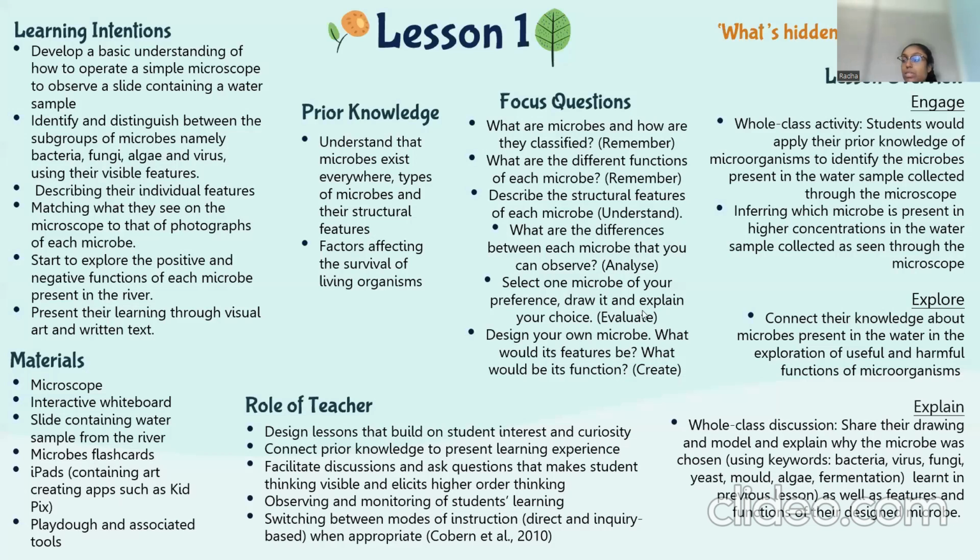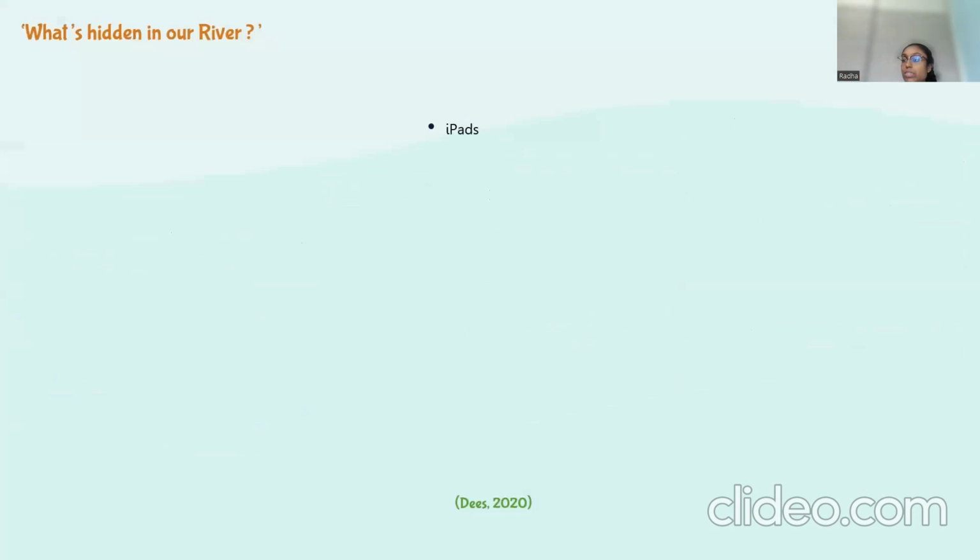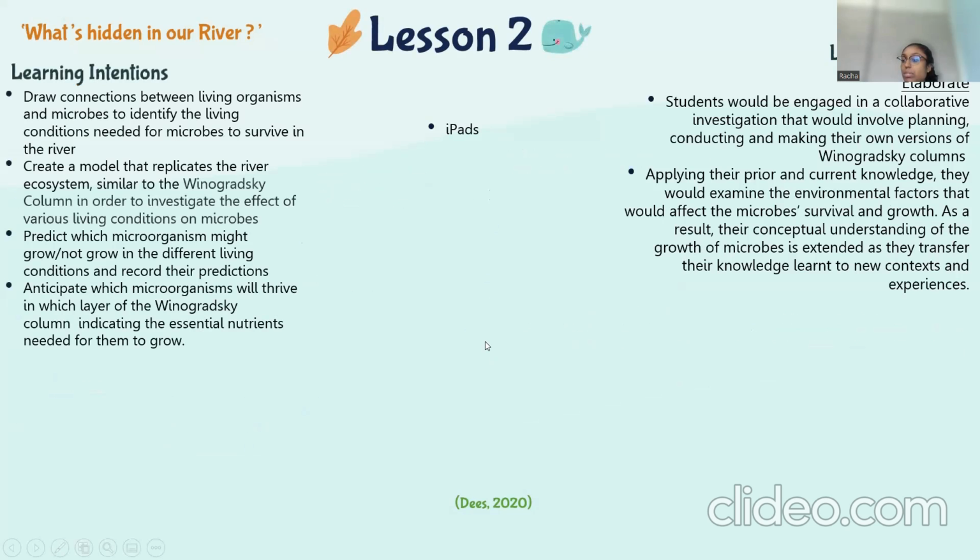In lesson 2, students will delve into an inquiry-based project where students investigate the key question, what is needed for aquatic microbes to thrive? In endeavoring to answer this question, students are tasked to draw on their prior knowledge of living things and connect it to this situation. They will then be asked to propose a model to replicate the river ecosystem, and time will be given for research. After a discussion about the different models, students will be guided to create a Winogradsky column. See description box below for more details.